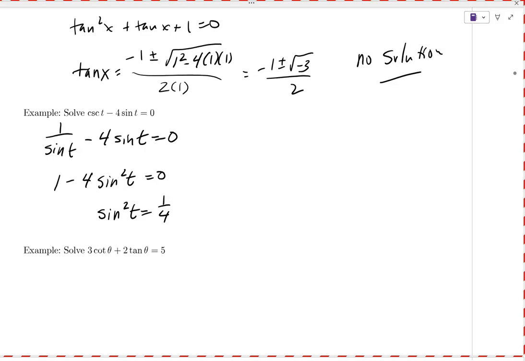Subtract 1 and divide by -4 will isolate your sine squared, right? So you'll get sine squared equals 1/4. What do we do next? Square root it. You're good. When you take the square root of both sides, we get 1/2. We also always get, when we take the square root, plus or minus. So it'll be plus or minus 1/2.